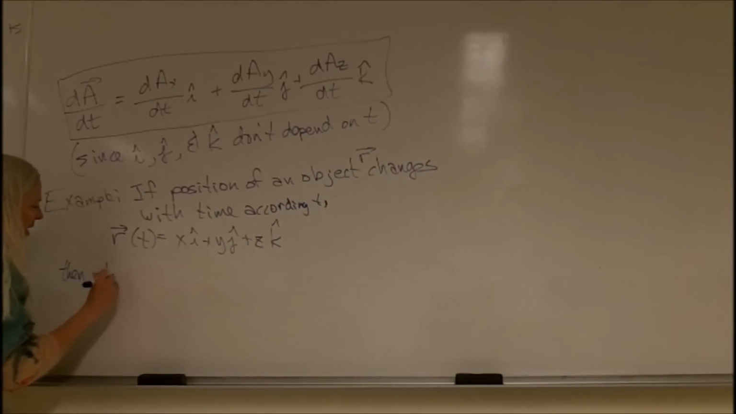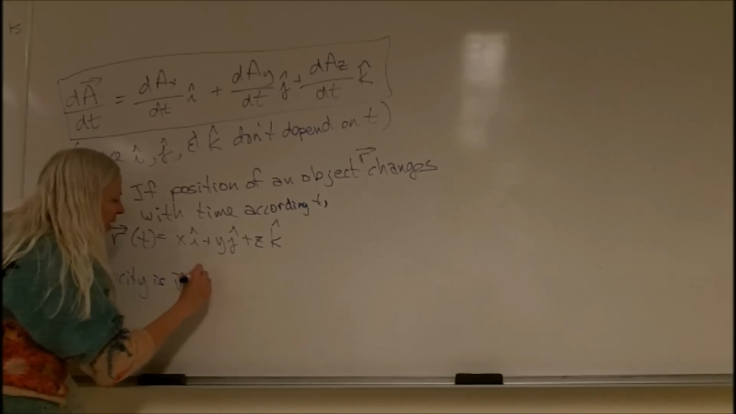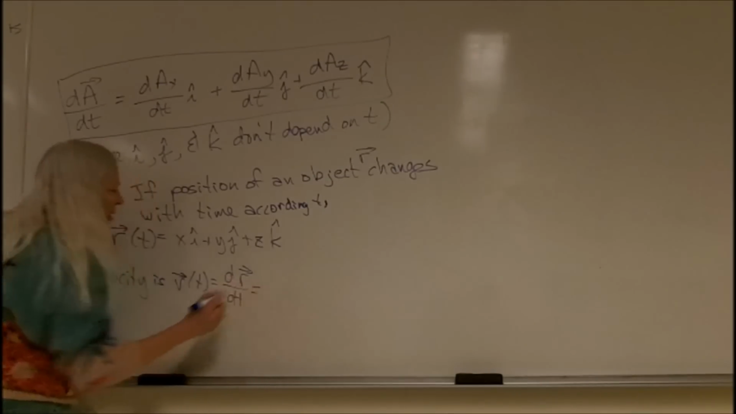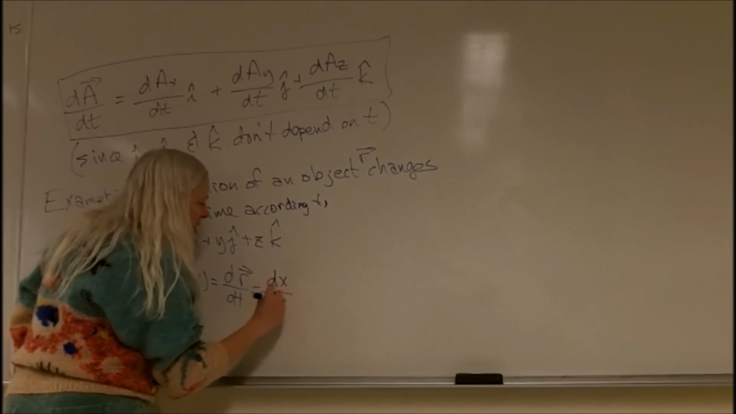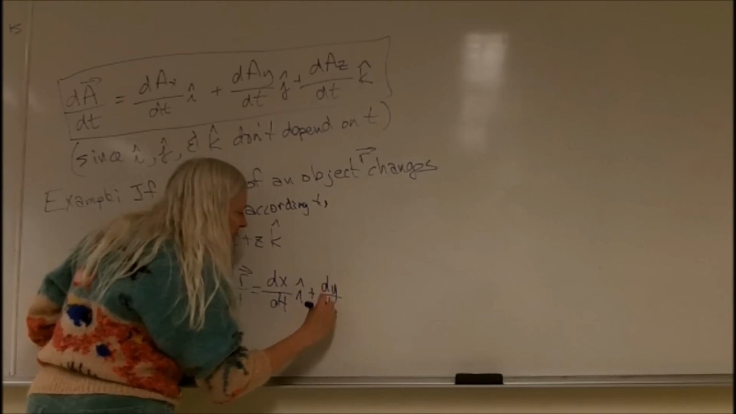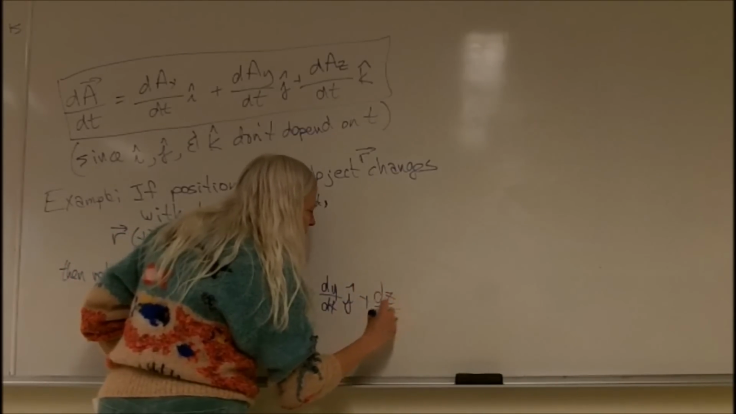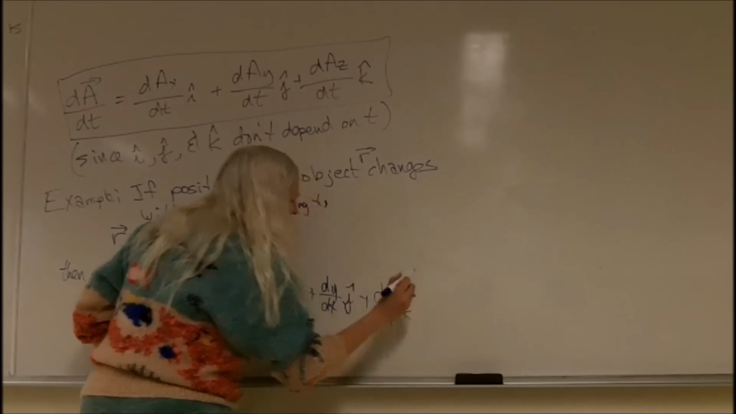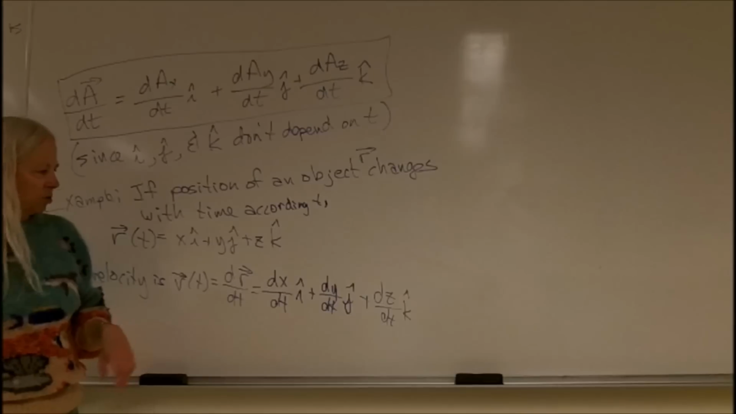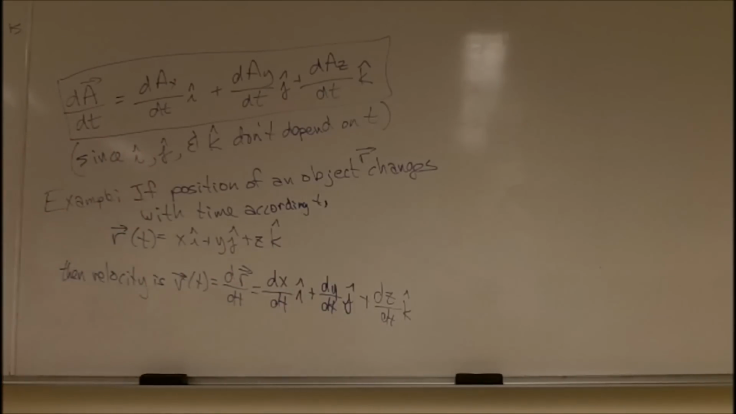Then the velocity of the object, v as a function of t, is the derivative of r with respect to t. So in other words, this is dx/dt times i hat plus dy/dt times j hat plus dz/dt times k hat. In other words, v sub x, the x component of the velocity, is just the derivative of x with respect to t. Similarly, v sub y is dy/dt, and v sub z is dz/dt.